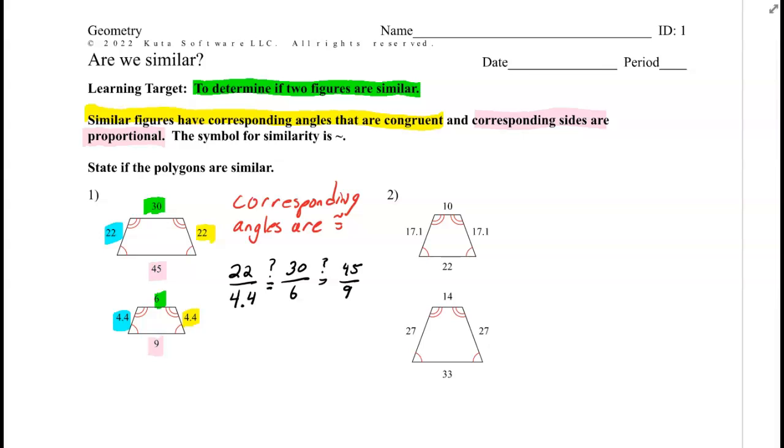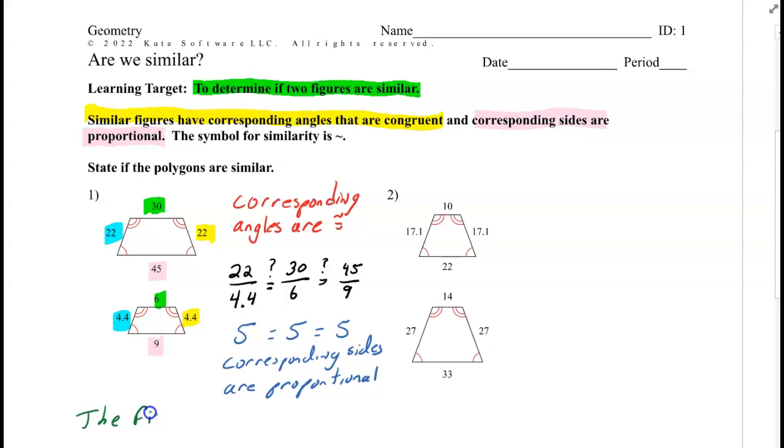So now I'm going to get my calculator out and see what decimals those are. When I divide 22 divided by 4.4, I get 5. 30 divided by 6 is 5, and 45 divided by 9 is 5. So the sides are proportional, so the corresponding sides are proportional. That means the figures are similar.